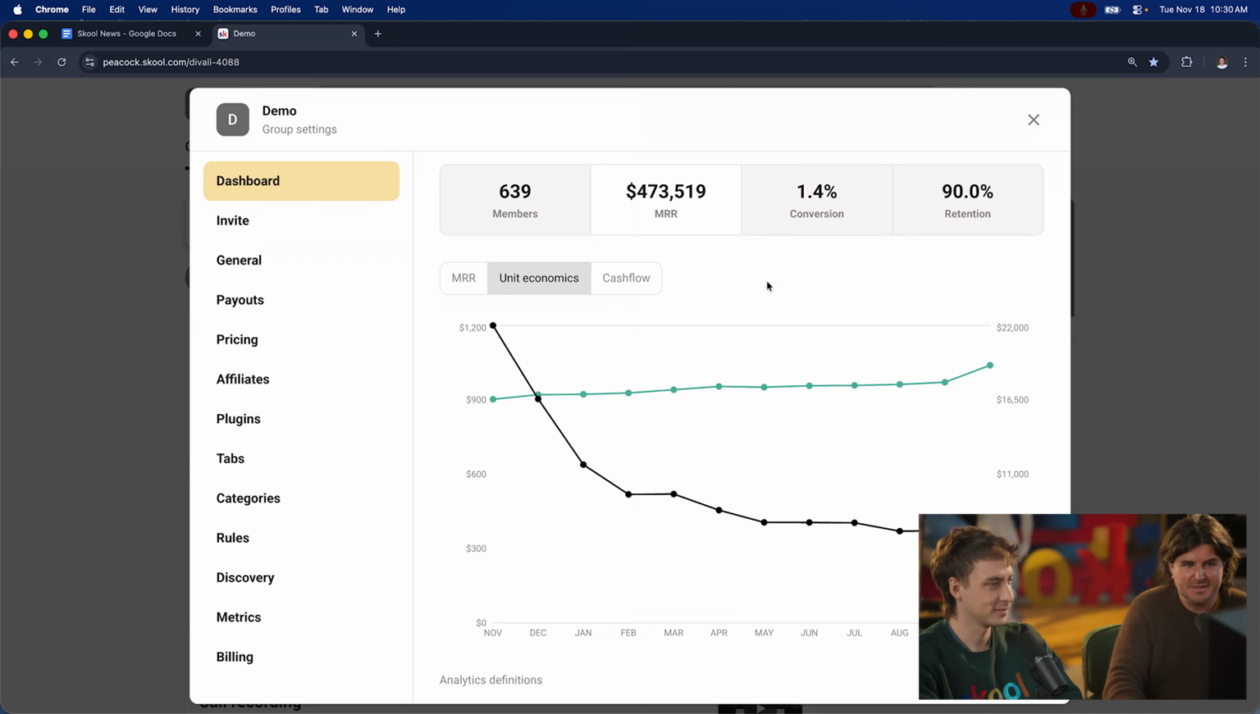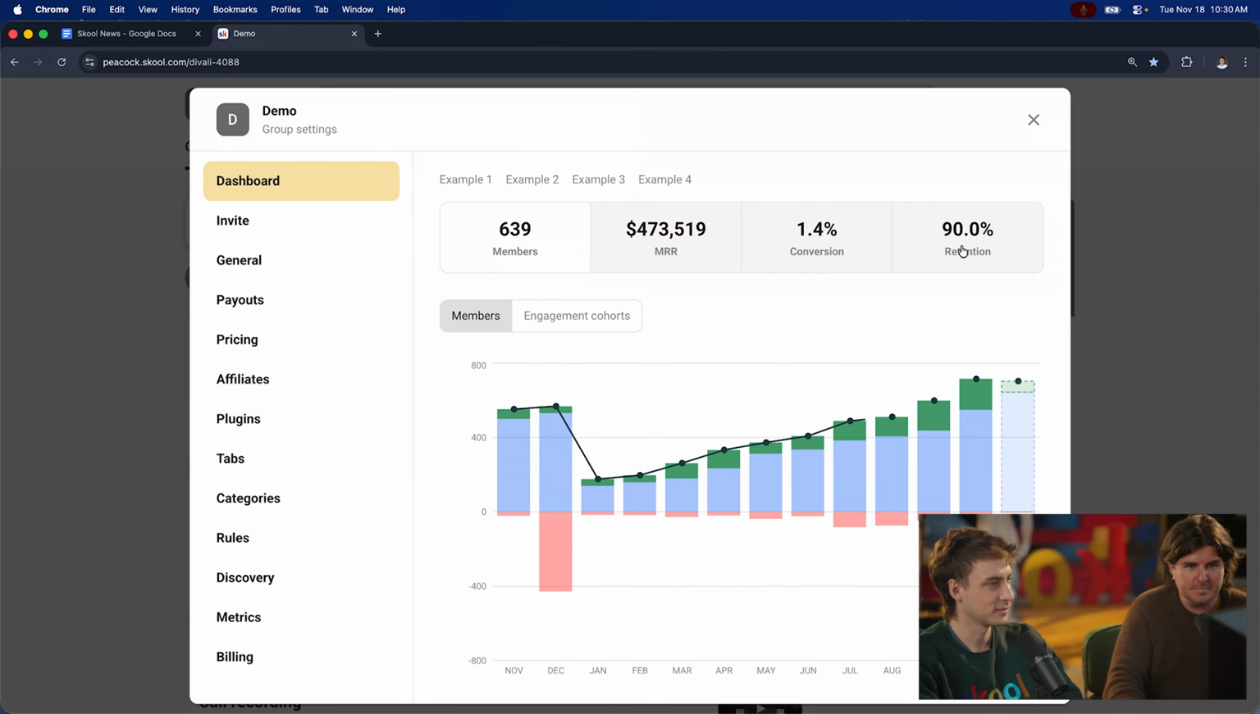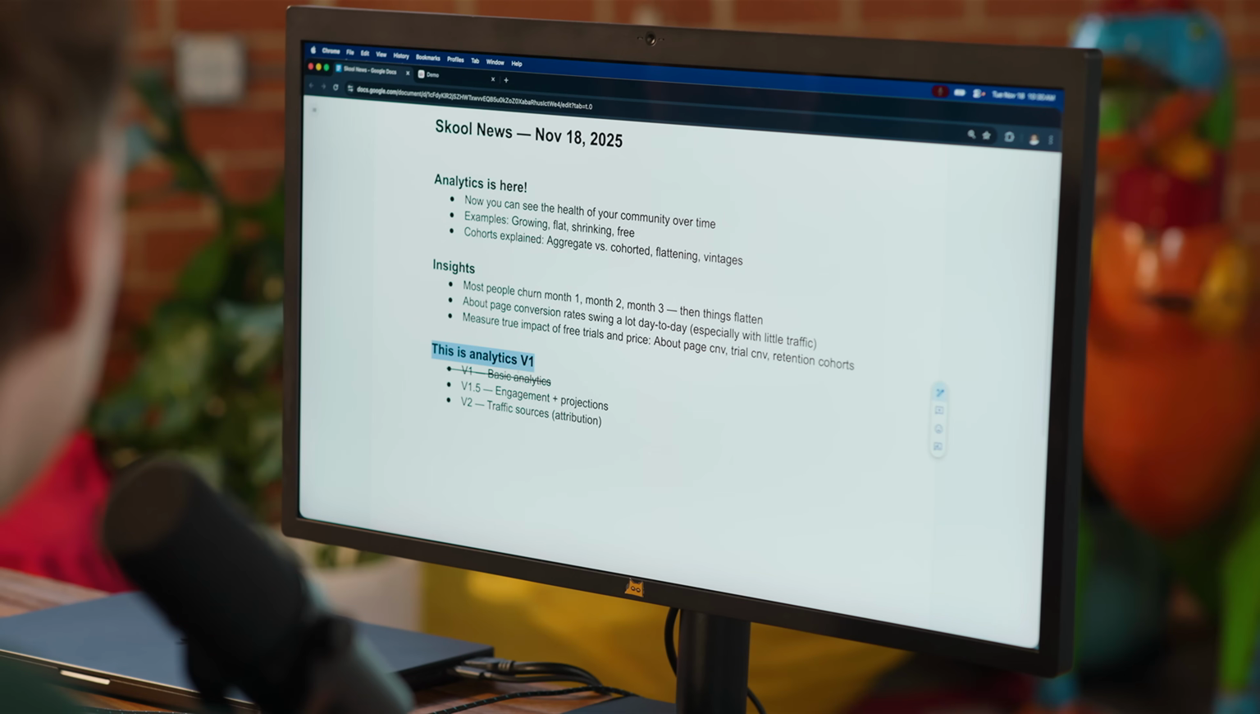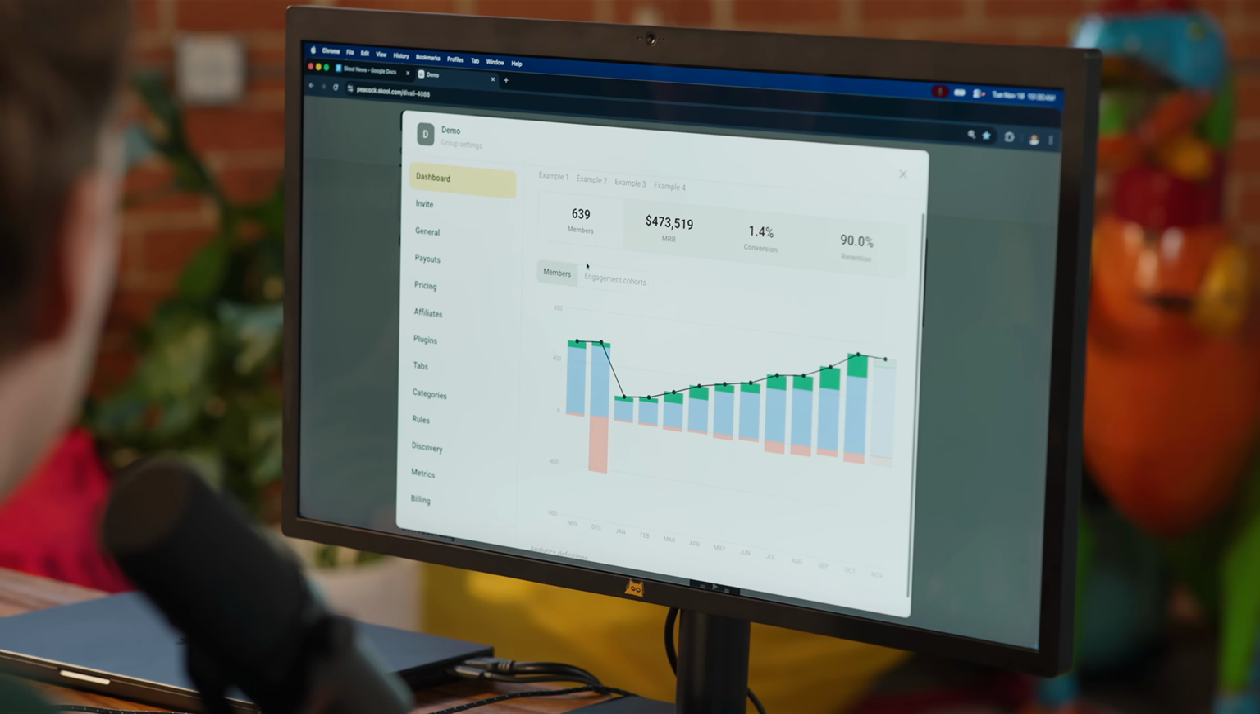So I think we covered everything. So this is analytics V1. The next version of this, V1.5, we're going to show you some more stuff on engagement. There's going to be another tab here called engagement, and it's going to show you your active users over time. So how many people are coming back and using your thing over time, as well as the total number of posts, comments, likes, and things you get each month.